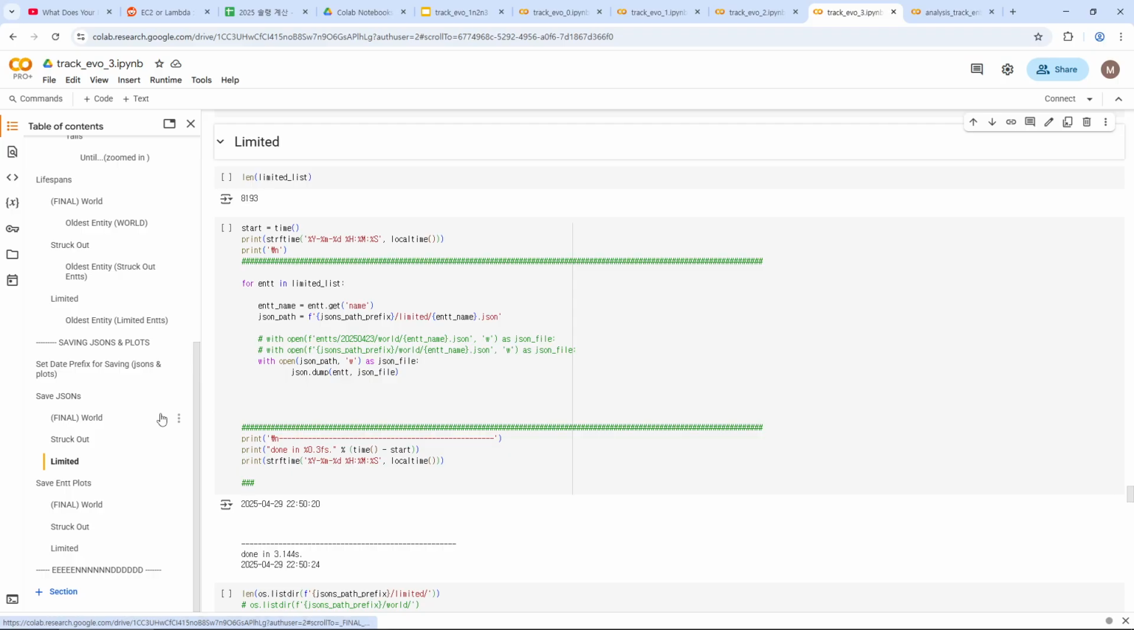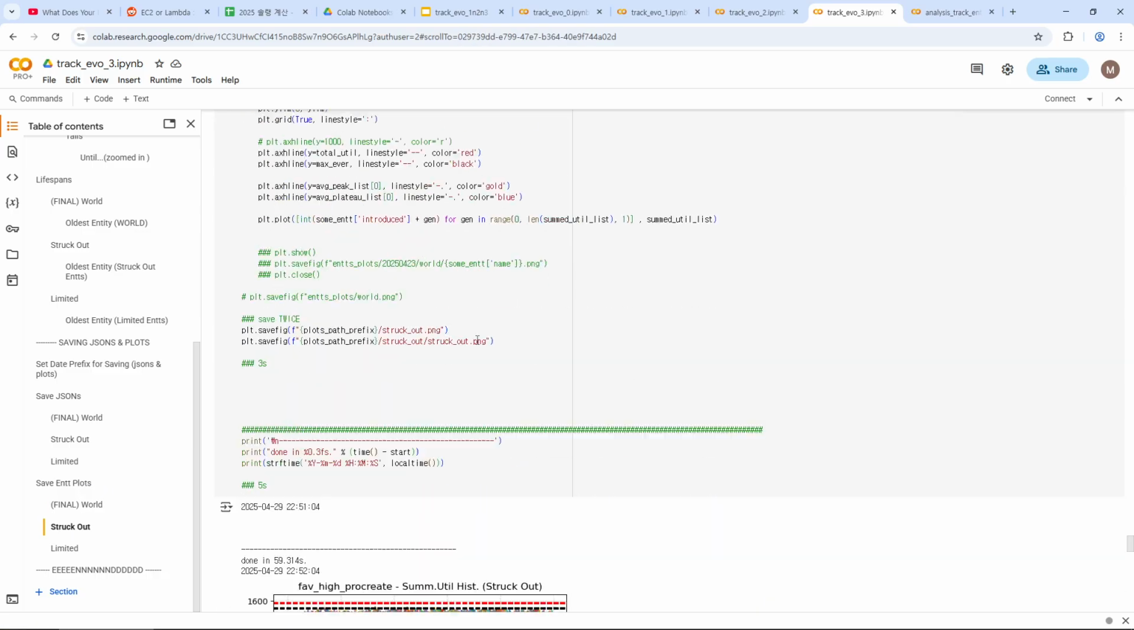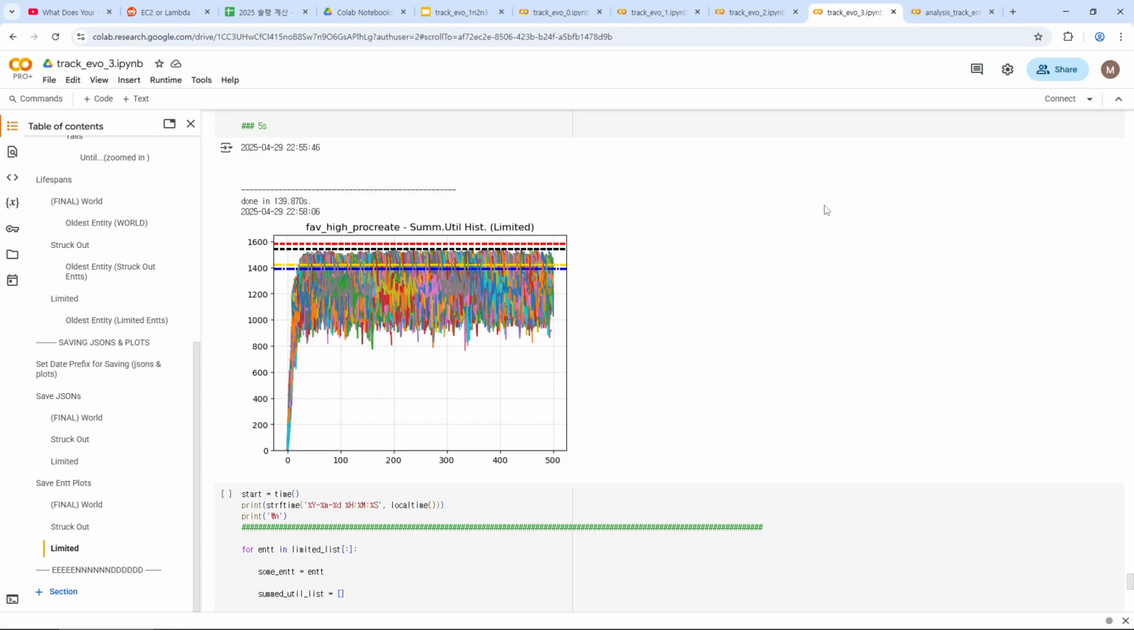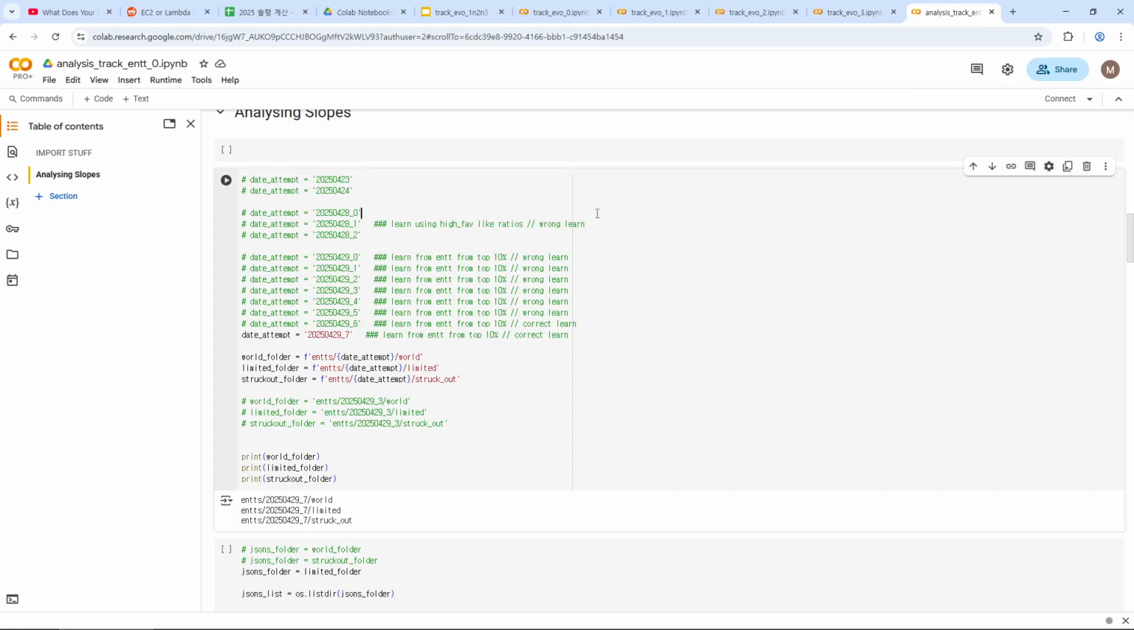Of course, you could say that all the entities that were not limited eventually got struck out, because then the math works out, because the total number of entities that were either limited or struck out is still around 14,000, but the number of entities that get limited out of the population decreases by about one third. Yeah, that's about it for now.